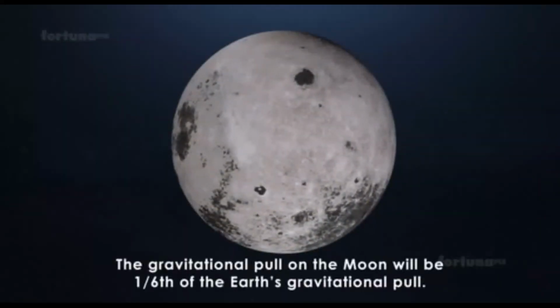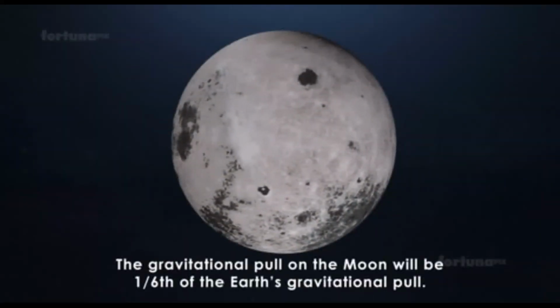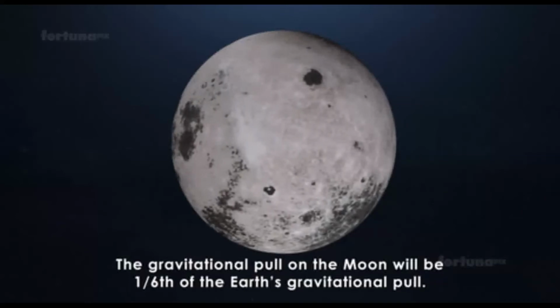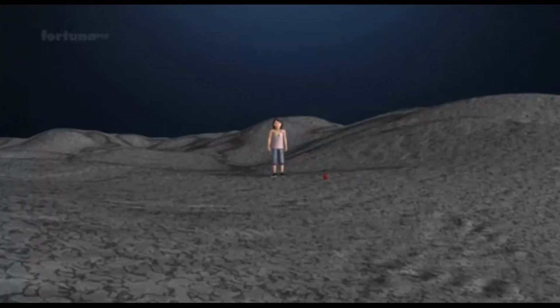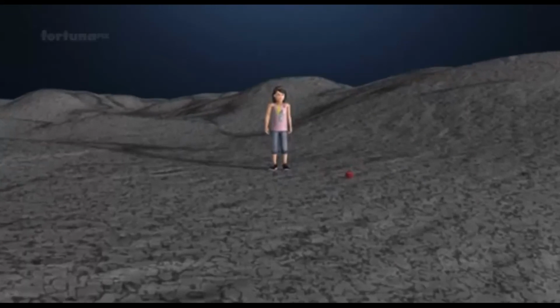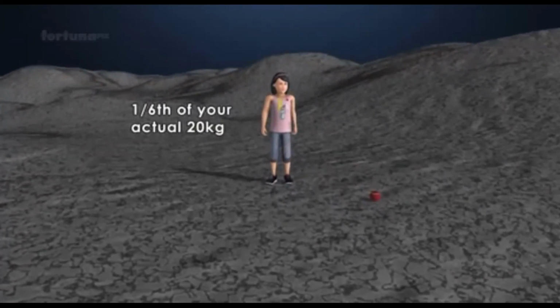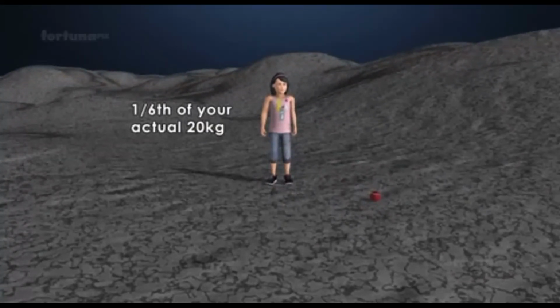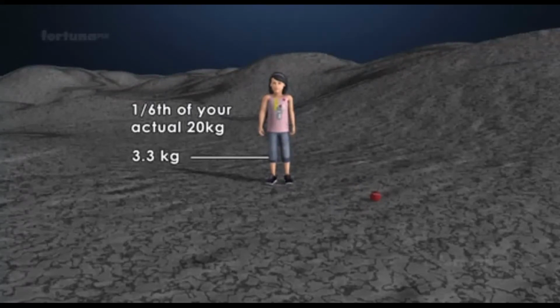The gravitational pull on the moon will be 1/6 of the Earth's gravitational pull. If you were to take the tennis ball onto the moon, you will weigh 1/6 of your actual 20 kilograms, just 3.3 kilograms, and the ball will weigh just 9.6 grams.